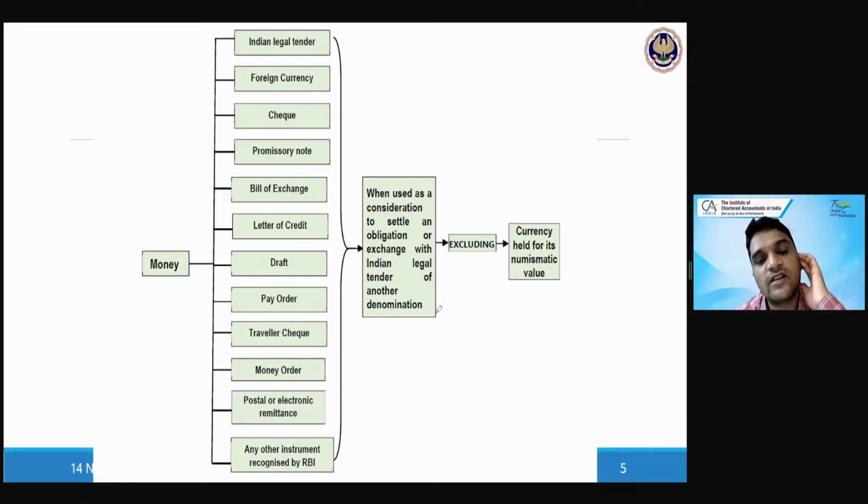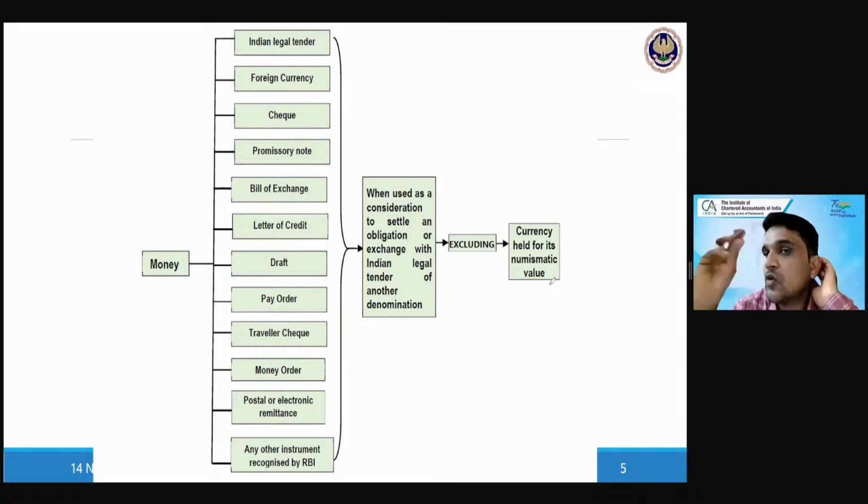So when any of these things is used as a consideration to settle an obligation, that is, you have to pay somebody and you are doing it with any of these things, it is money itself. But it excludes currency which is held for its numismatic value, which means any coin, any note which you are not using for the value that is mentioned on it, but for some unique character.